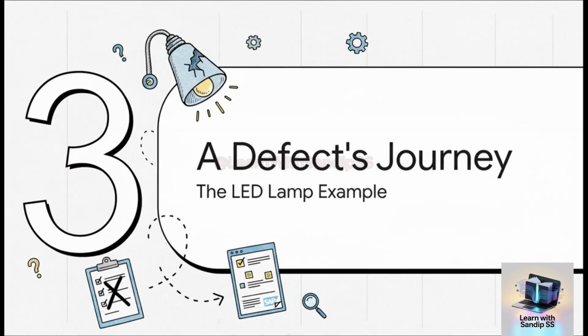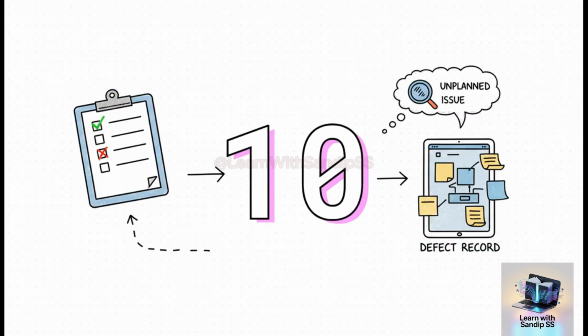Theory is great and all, but let's make this stuff real. We're going to follow the journey of a defect with a super simple, practical example, a goods receipt inspection for a batch of LED lamps. Okay, so our quality tech is on the job, following their inspection plan. One of the items on the list is visual inspection, number of defect items. So after checking the whole batch, they punch the result into the system. 10 defective items. Simple enough, right?